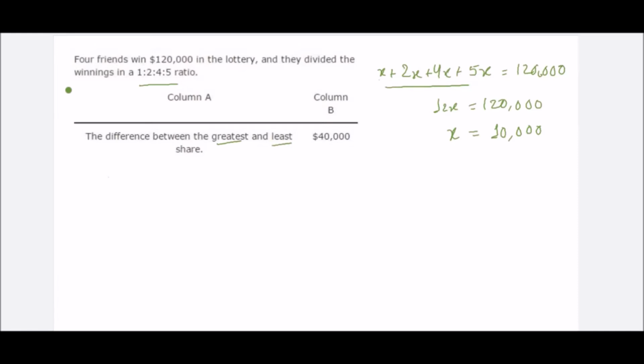So here we have to find out the greatest and least share difference. So greatest will be 5X, right? And the smallest will be 1X. So the difference will be 4X. X value we know already. So 4 multiplied by 10,000 becomes 40,000. So column A and column B both are equal, and the option will be C.